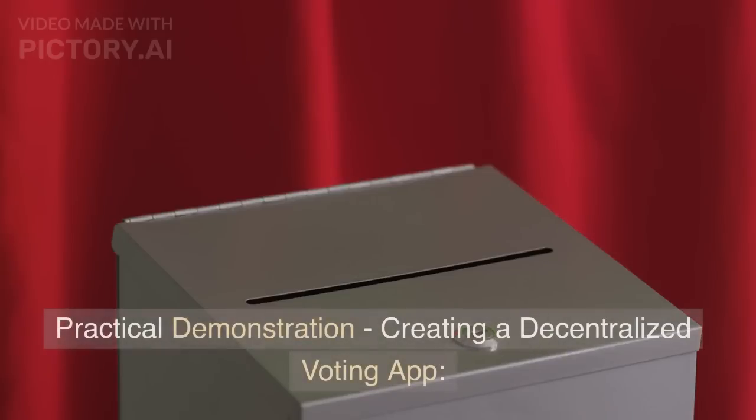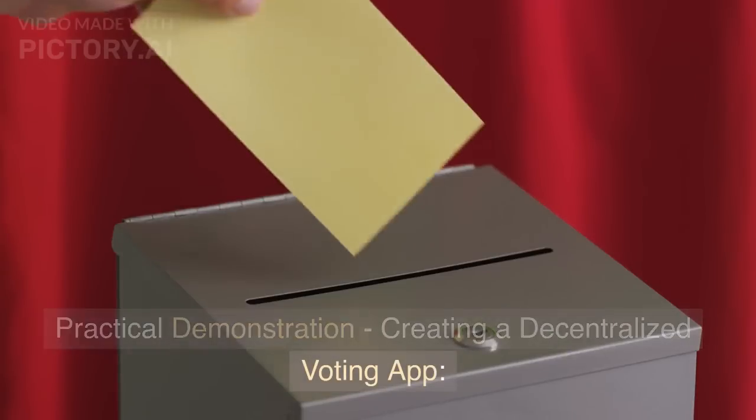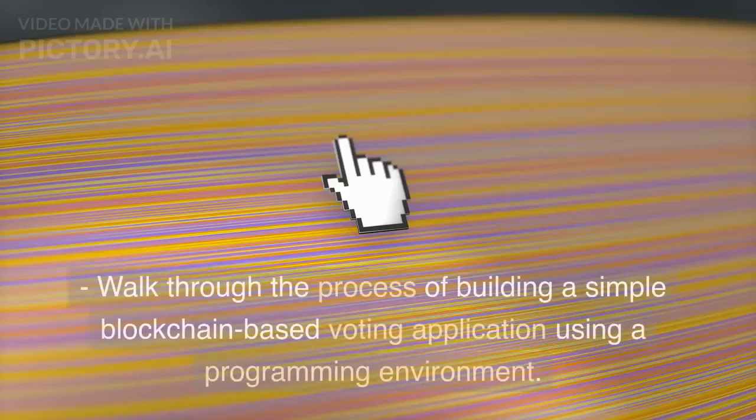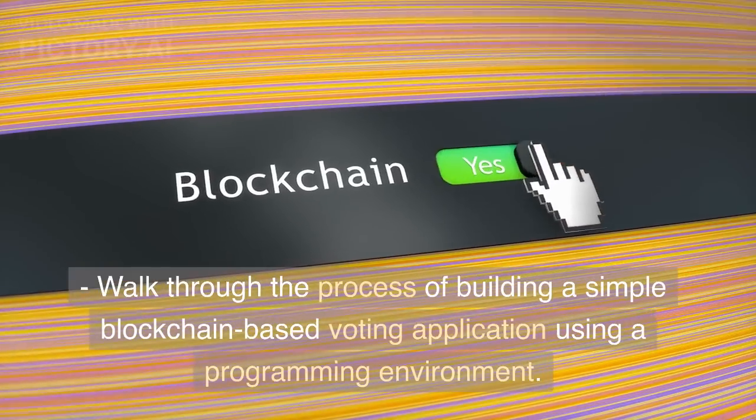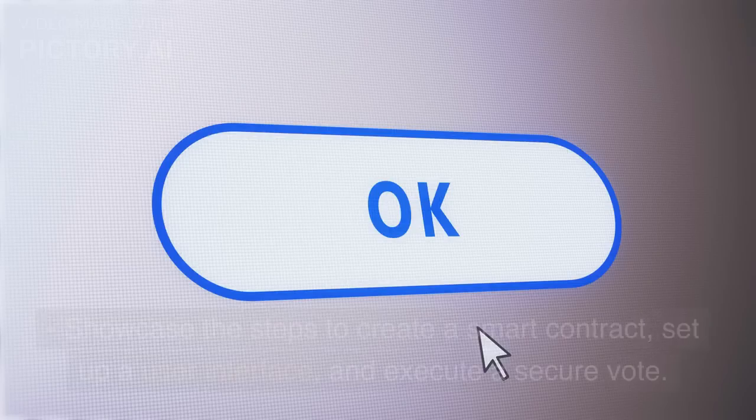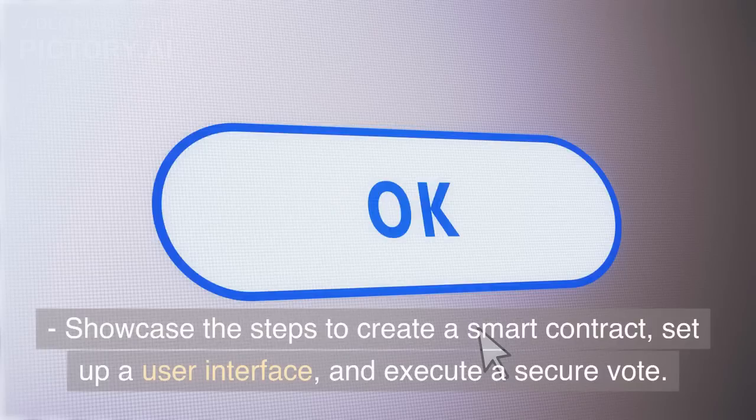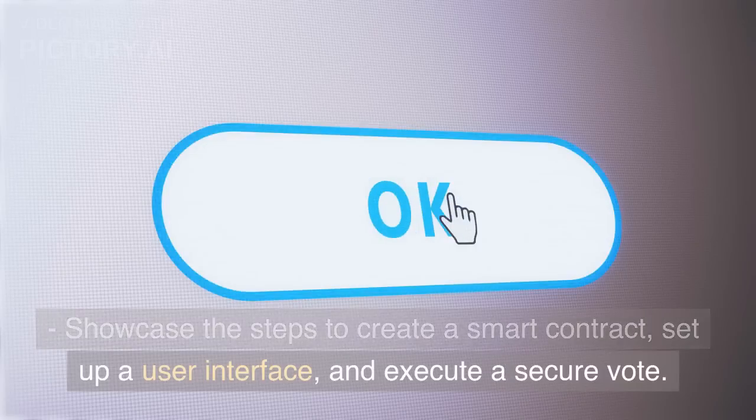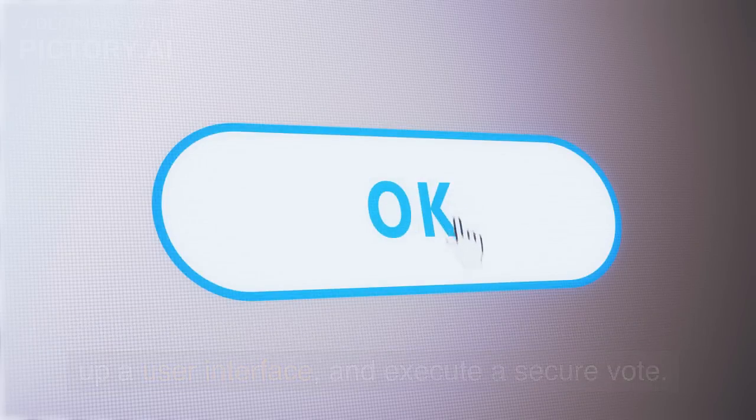3. Practical demonstration. Creating a decentralized voting app. Walk through the process of building a simple blockchain-based voting application using a programming environment. Showcase the steps to create a smart contract, set up a user interface, and execute a secure vote.